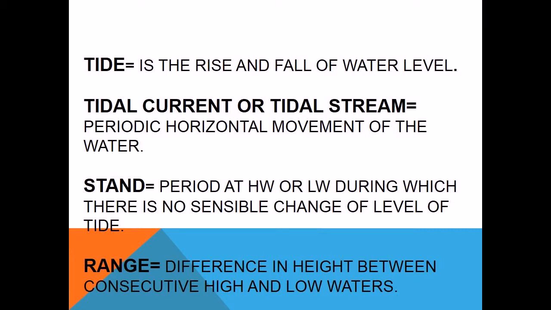Tide is the rise and fall of water level. Tidal current or tidal stream, periodic horizontal movement of the water. Stand, the period at high water or low water, during which there is no sensible change of level of tide. Range, the difference in height between consecutive high and low waters.